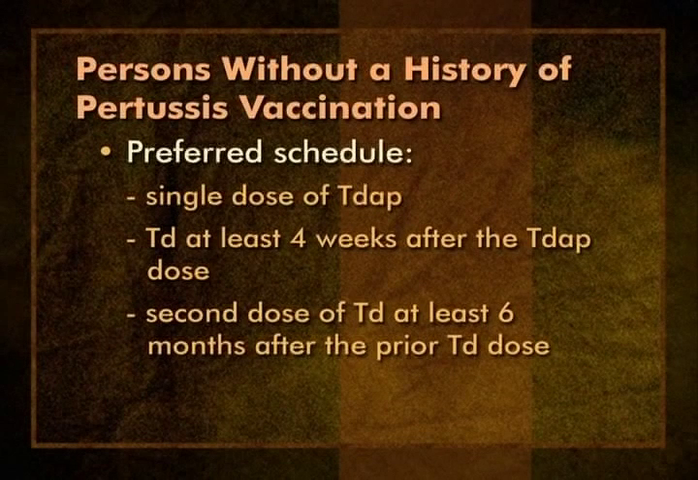Although this is the preferred schedule, Tdap may be substituted for any one of the three Td doses in the series. The use of Tdap in a person without a history of DTP or DTaP is an off-label recommendation, but it has been endorsed by the ACIP.